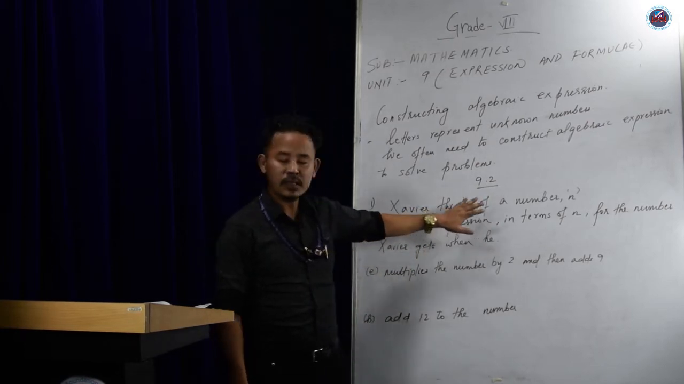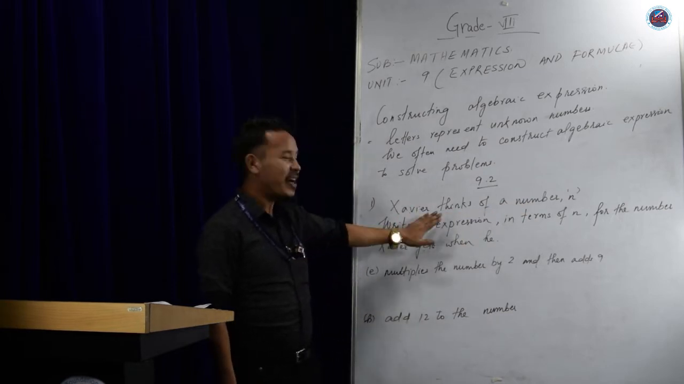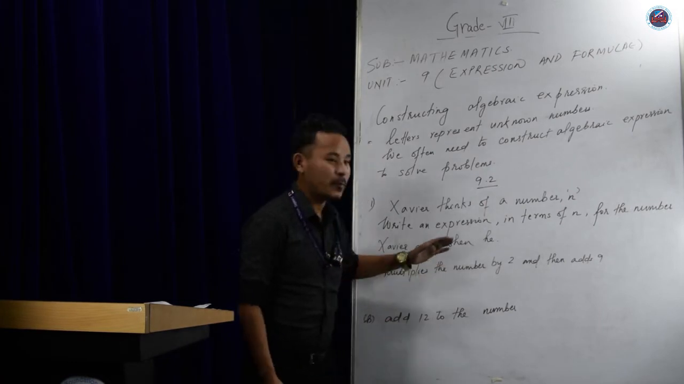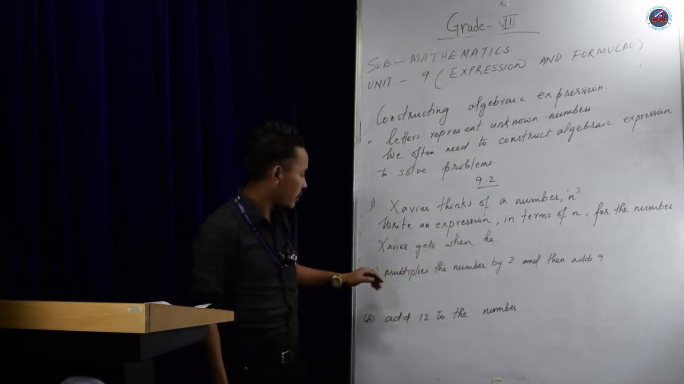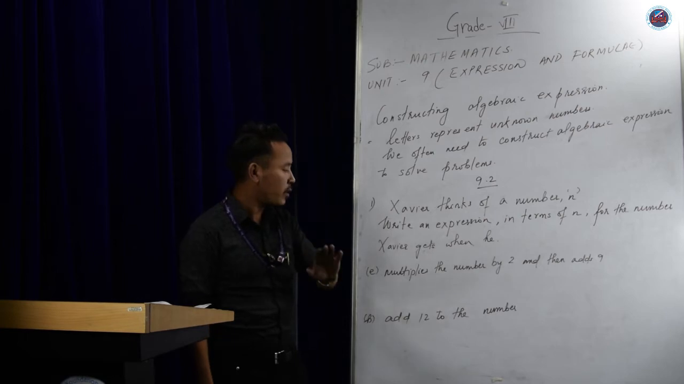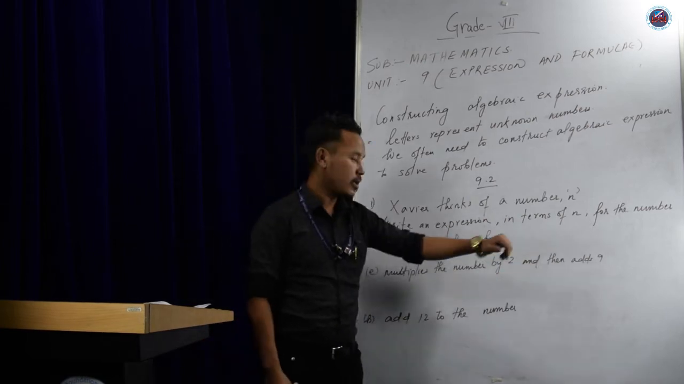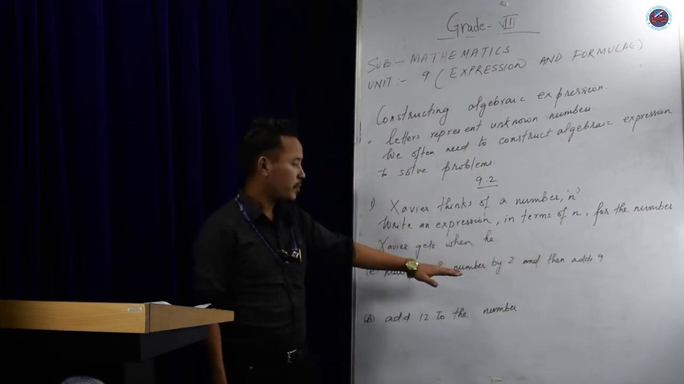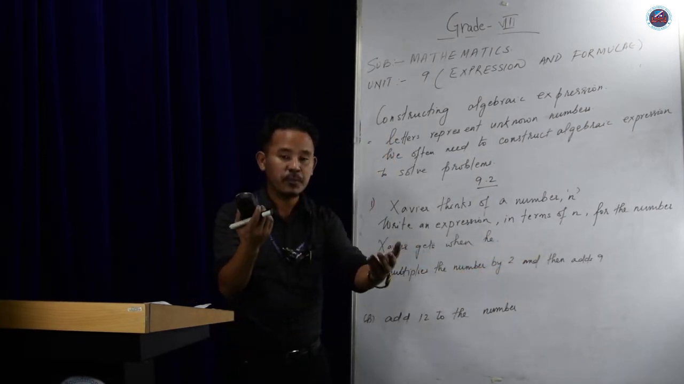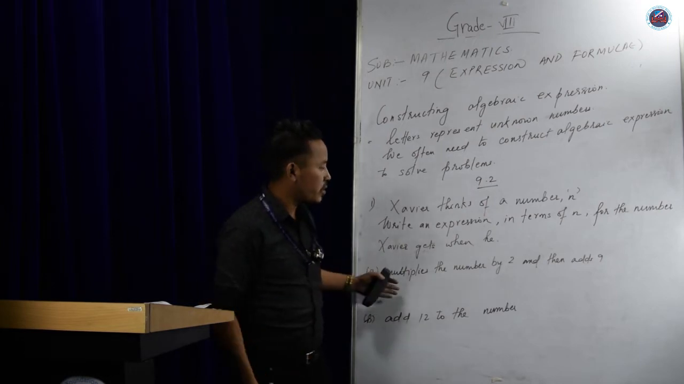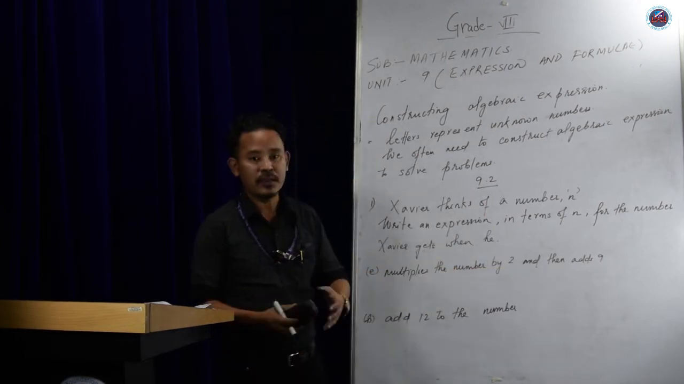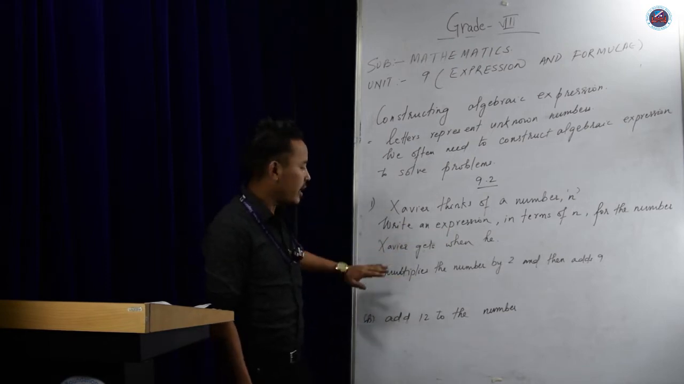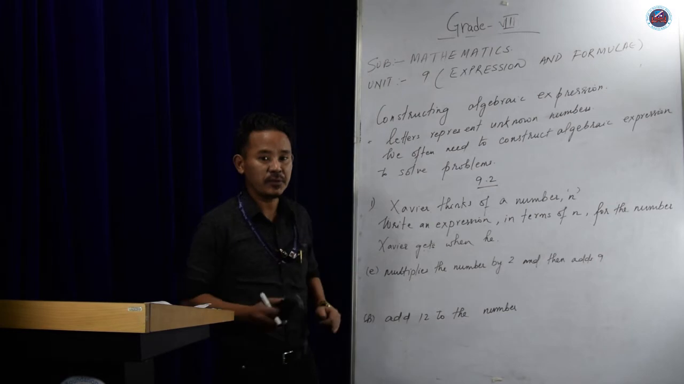Now, Xavier thinks of a number n. We are asked to write an expression in terms of n for the number Xavier gets when he does the following. Part E, which I have taken here. Let's read the question once: multiplies the number by 2 and then adds 9. What usually students do is read the question once and then say they can't do it, forget it, and move on to the next question. No, it's very simple. All you have to do is read the question and try to understand it.